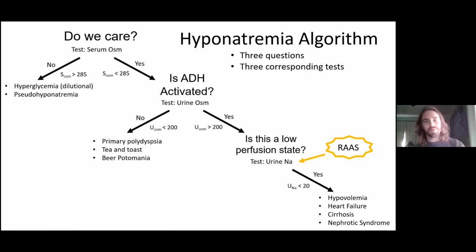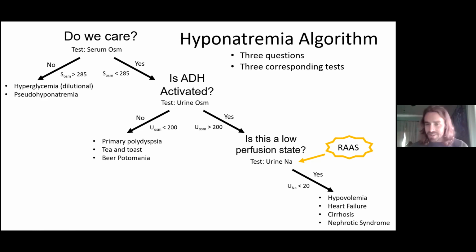And this is in part why I like going through an ADH-based algorithm rather than a volume status, because it's really difficult to accurately assess someone's volume status despite what we might like to believe about our skills. And so if you start right at the top trying to see what a patient's volume status is and then go through an algorithm based on that, I think you're a little bit more prone to error.